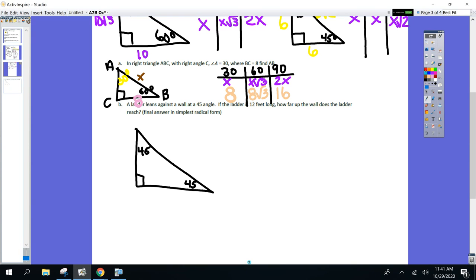And the ladder is 12 feet. So there's 12 feet, the length of the ladder. How far up the wall does the ladder reach? So basically, what's the length of the wall here? How far up does it reach, right? All right, so let's see how our chart can help us now.